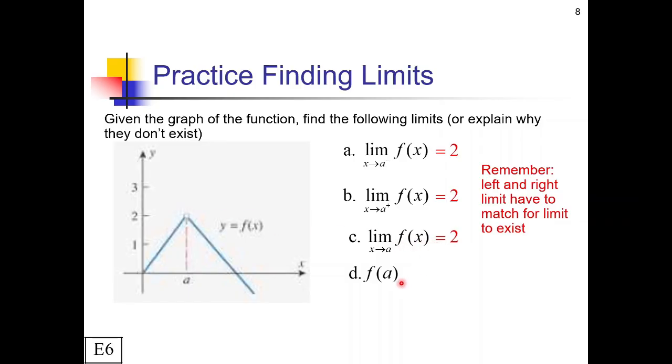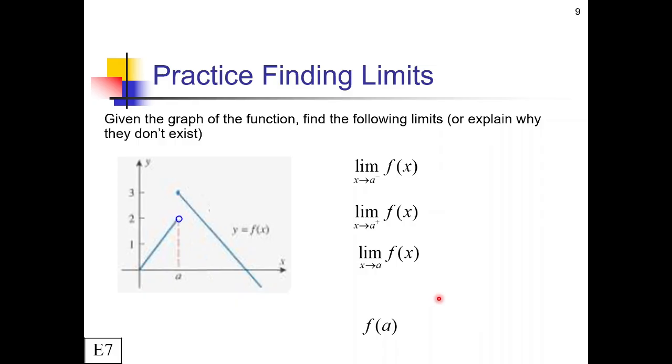And then finally, f of a, that's the function value there. Well, there's an open dot there, so that's a DNE, does not exist, or undefined. I'll just write DNE there for consistency's sake. Just for fun, we'll do one more example, different graph, a little bit more going on in this one. Pause the video and try these out.